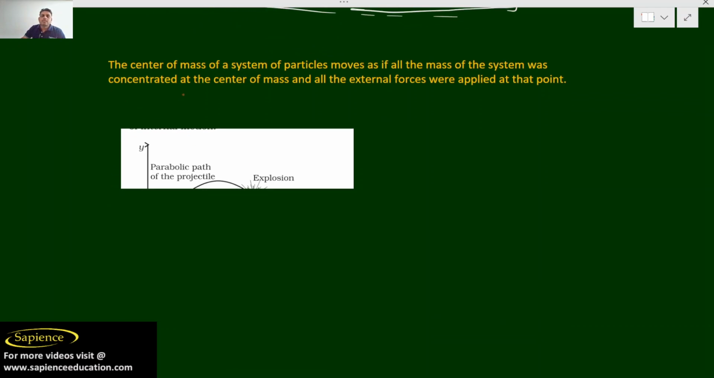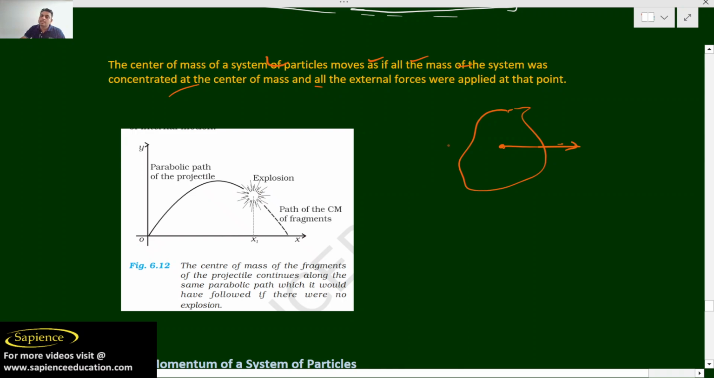Now the center of mass of a system of particles moves as if all the mass of the system was concentrated at the center of mass and all the external forces were applied at that point. So whenever an object is being moved, the center of mass will move in such a way that it appears that the force is being applied at the center of mass and the whole object moves. This center of mass is moving.